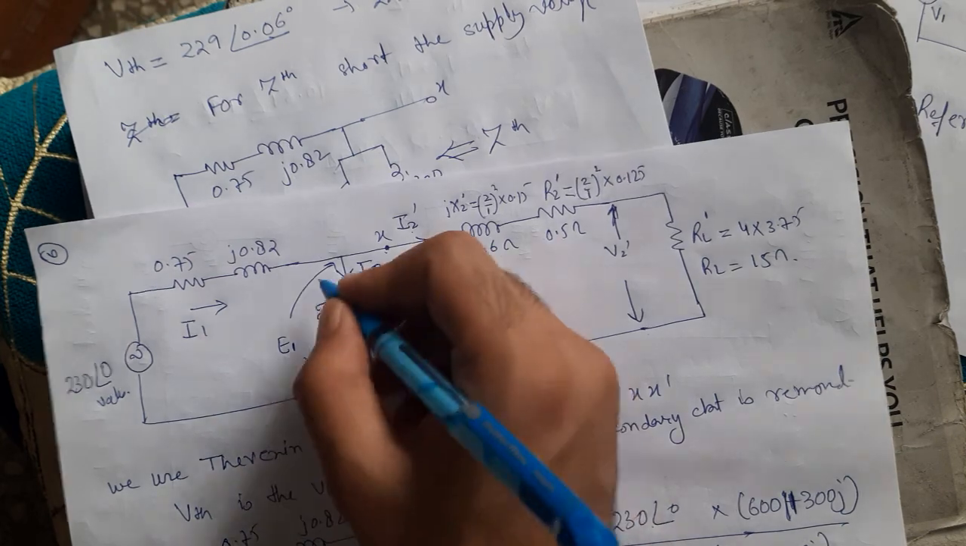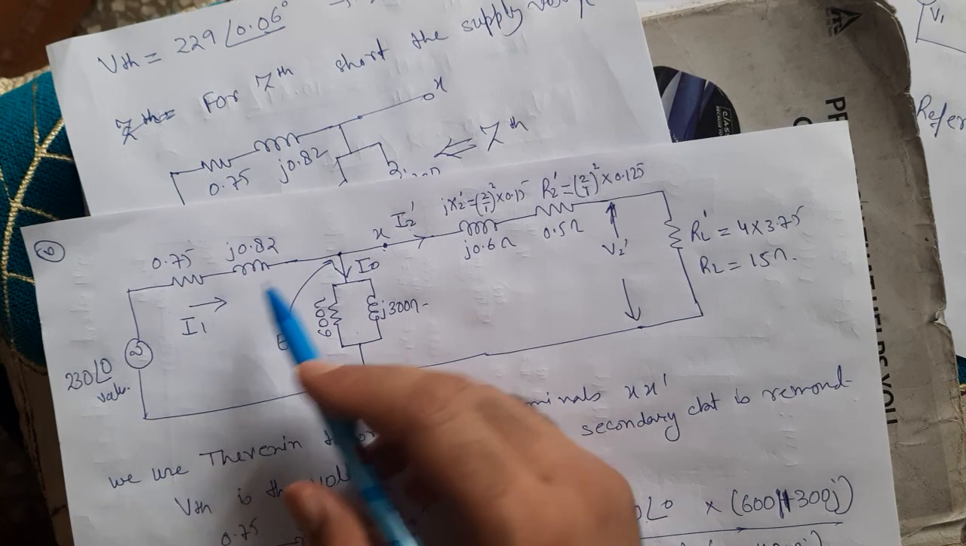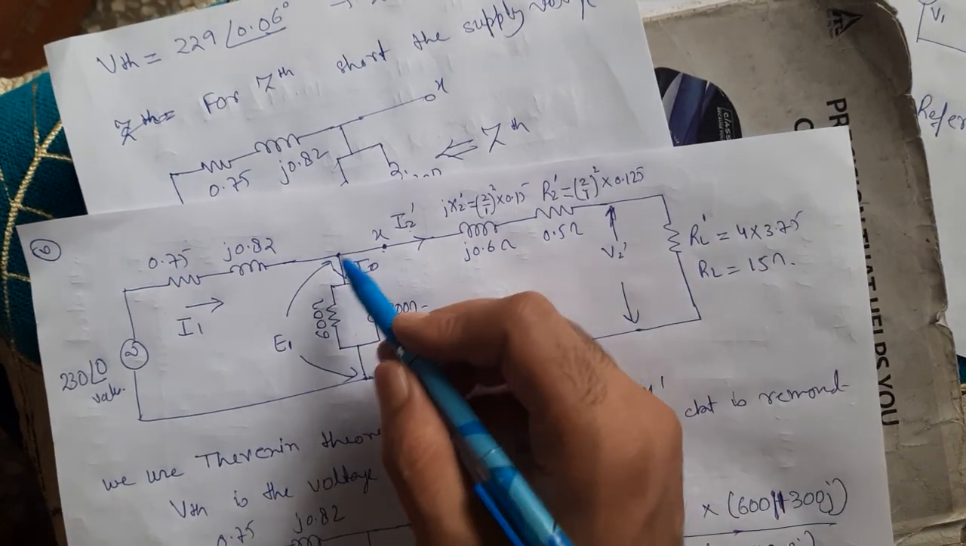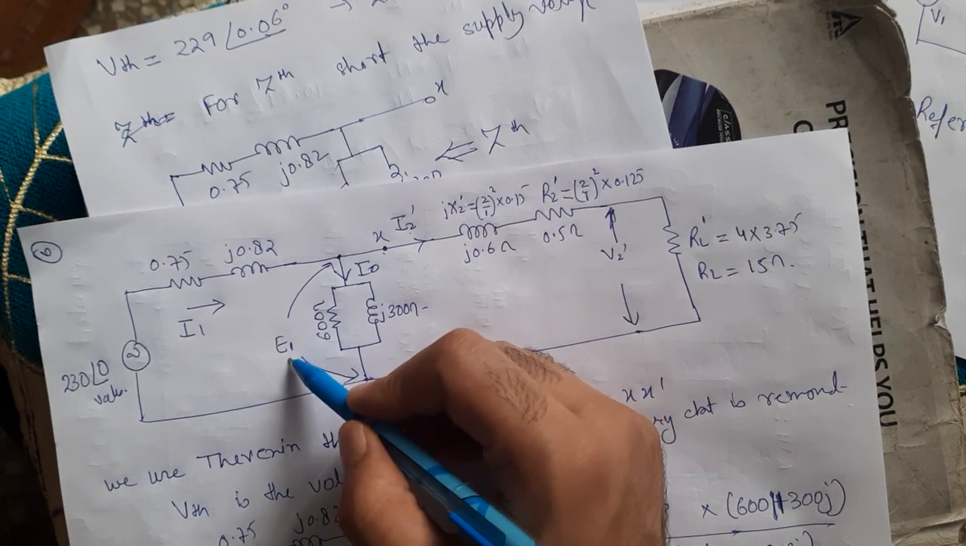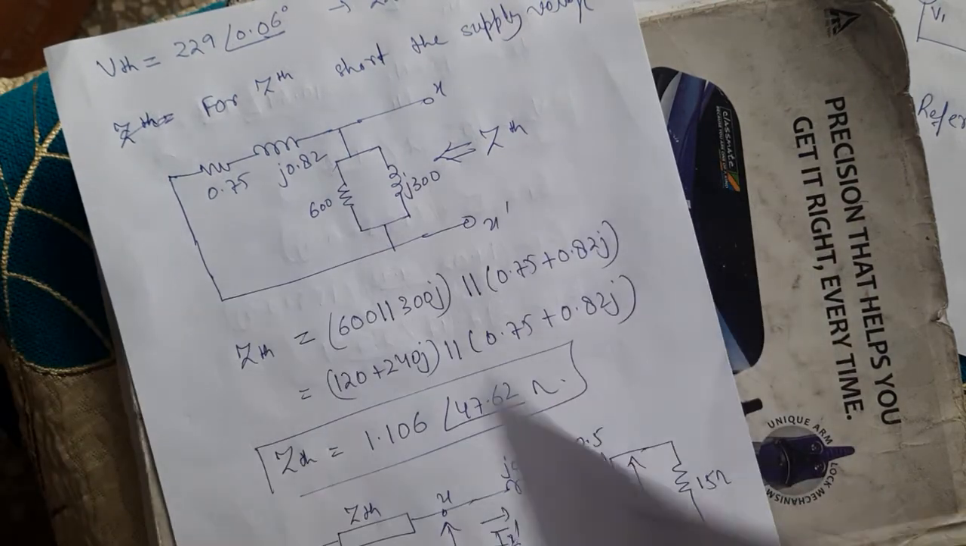Simply apply KCL at this point, and you will see that I1 is nothing but I0 plus I2 dash. I2 dash I have already calculated. So for calculating I0, I calculated E1. Now from E1 I will calculate I0. How will I calculate it? I will show you here.